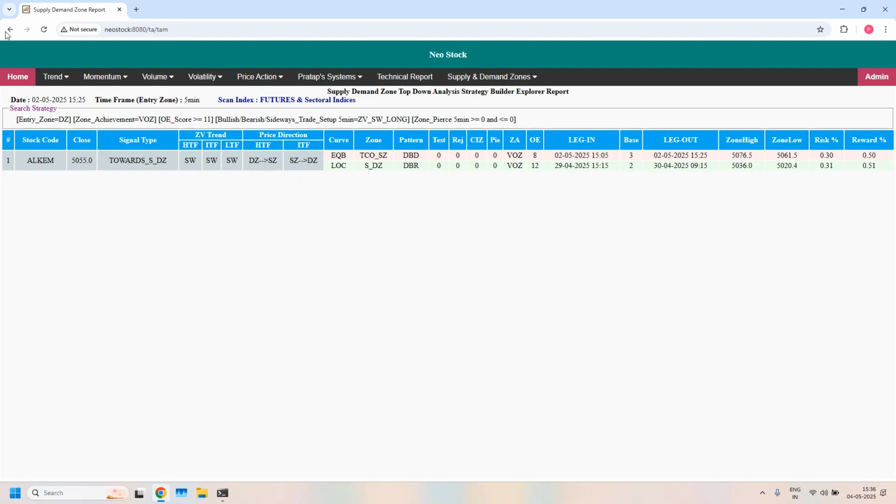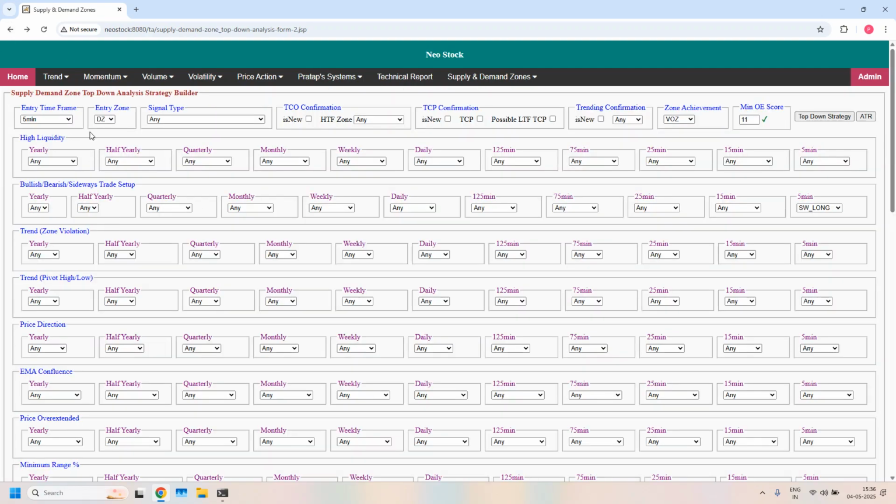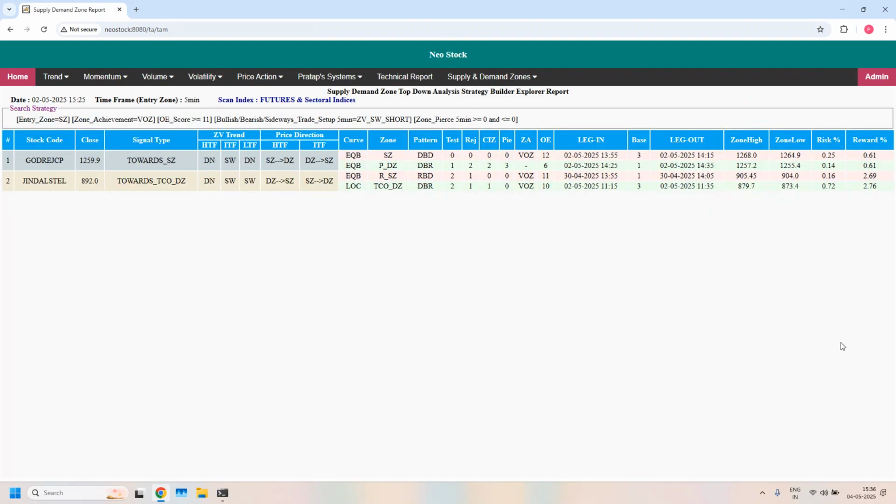Okay, next short signals for sideways trade setup. Entries on supply zone, and bullish or bearish trade setup at 5 minutes. At sideways I am selecting short. The remaining filters are the same. This time the filters are applied to the 5 minute supply zone. Let's filter. We got two stocks. Sideways trade setup, bearish trade setup. Maybe that is the reason why Jindal Steel already tested 2 times on either side. On both sides they tested 2 times.